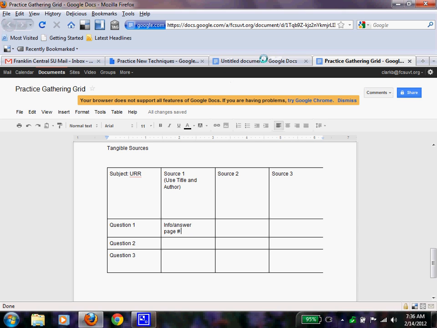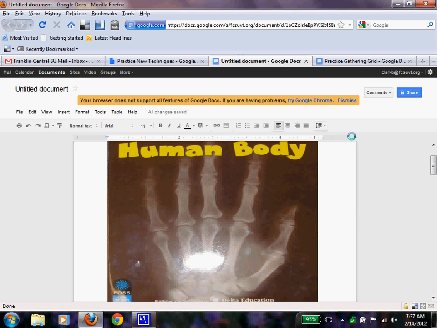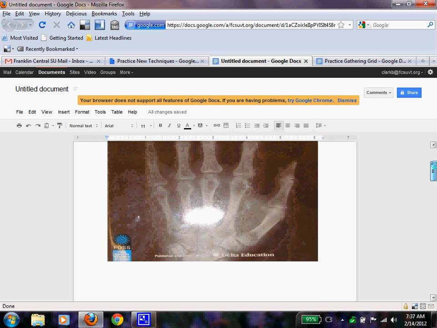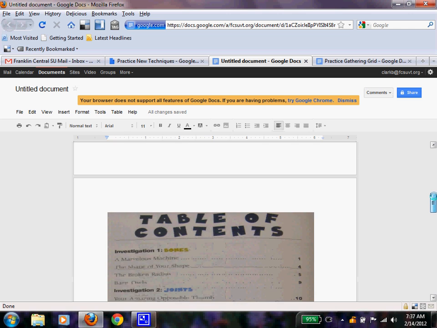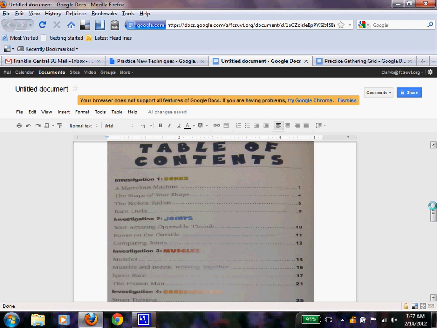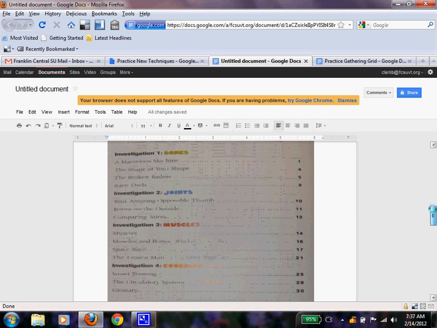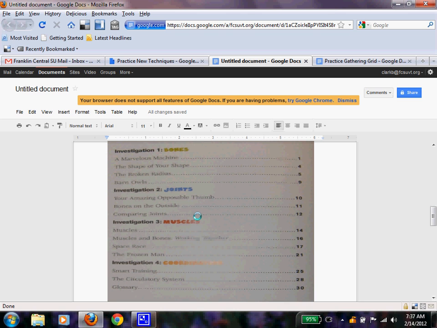Now, I have a document, and this document is a practice one. Let's pretend we're doing a report on the human body. I found a reference book, conveniently titled Human Body, and in this book, I'm now going to access the table of contents. I want to make sure that this book has the information that I want, so I look at the table of contents and skim over it to make sure there's something that I could use.